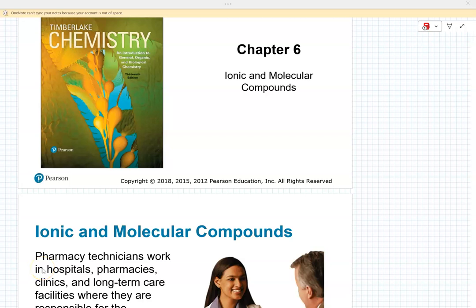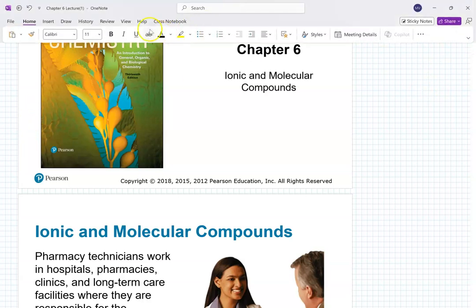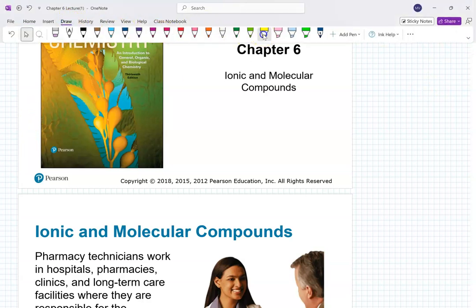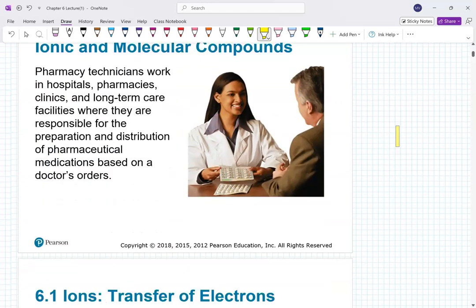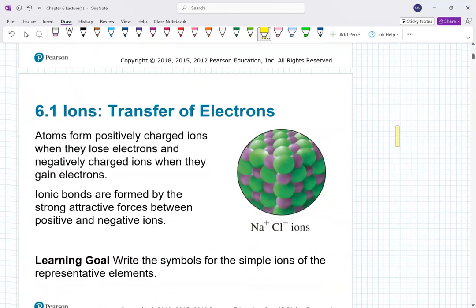We're obviously going to talk about different types of bonding. Covalent or ionic. Covalent bonding is characteristic for molecular compounds, while ionic bonding is characteristic for ionic compounds. So first we're going to talk about ions, what ions are and what it entails.